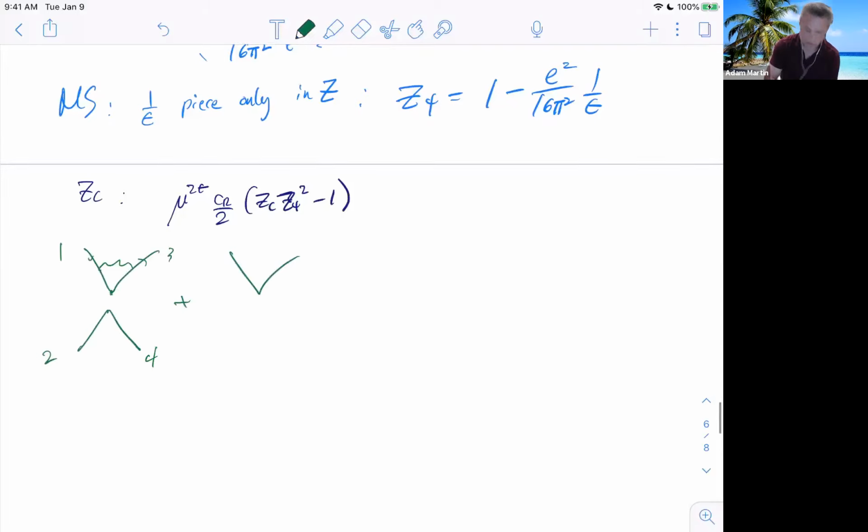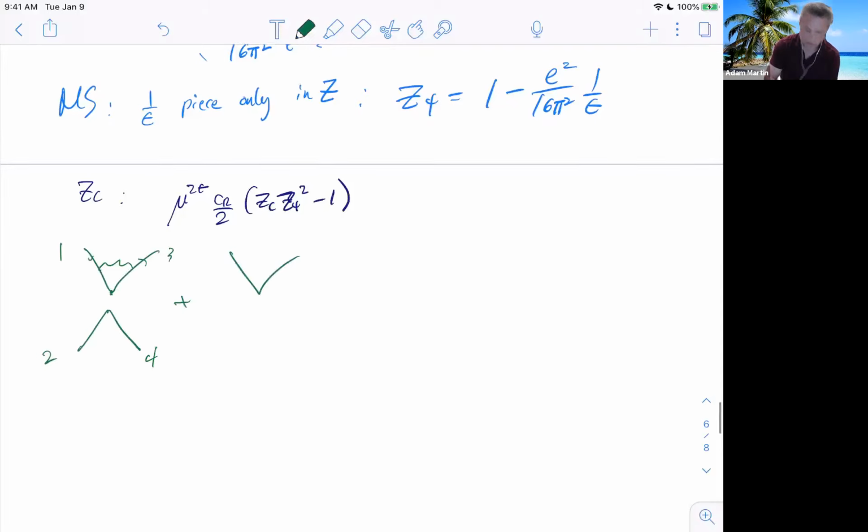So this we're going to eventually just set to 0, because we know we're going to send epsilon to 0 at the end of our calculation. I have mu dZ/dmu. There's no mu dependence explicitly in Z. Right? Z depends on e, and e is the running electromagnetic coupling. So Z depends on mu only through how it depends on e.